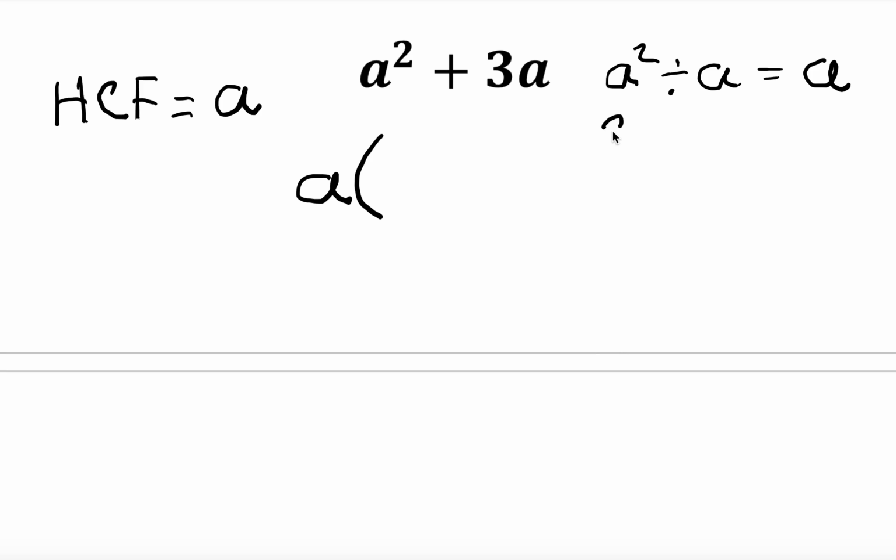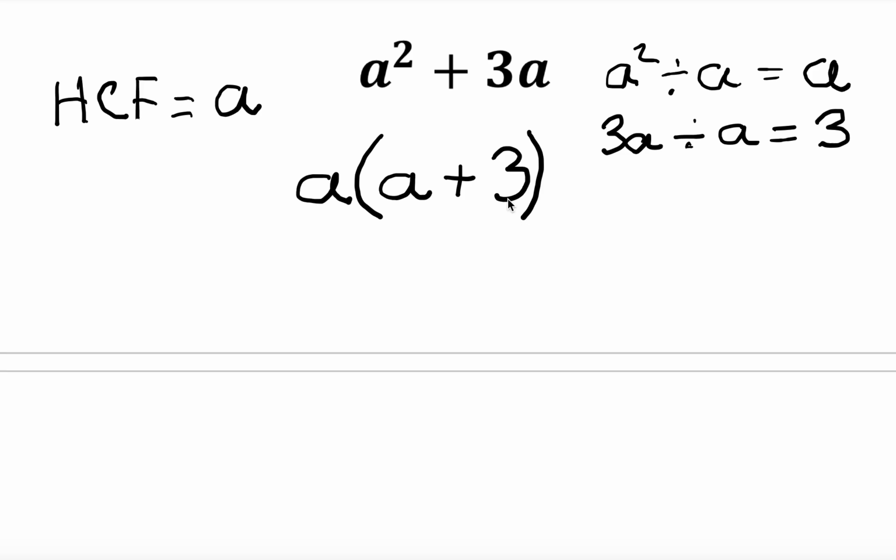And the other term is 3a, and if we divide that by a, what are we left with? 3a divided by a equals 3. So inside the brackets, we've got a plus 3.